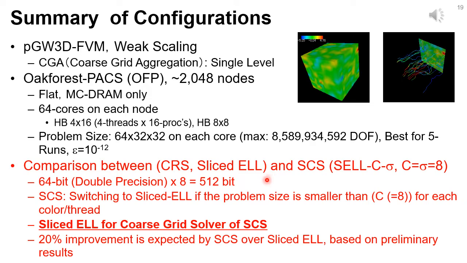Each core of Intel Xeon Phi has 512-bit vector units. If FP64, double precision, is adopted for real number operations in the program, C=8 is suitable for efficient computations, which extract the performance of Xeon Phi. Cell C-sigma switches to sliced ELL if the problem size is smaller than the chunk size for each level, color, thread. The coarse grid of SCS is by sliced ELL. Actually, a 20% improvement is expected by SCS over sliced ELL, based on preliminary results.